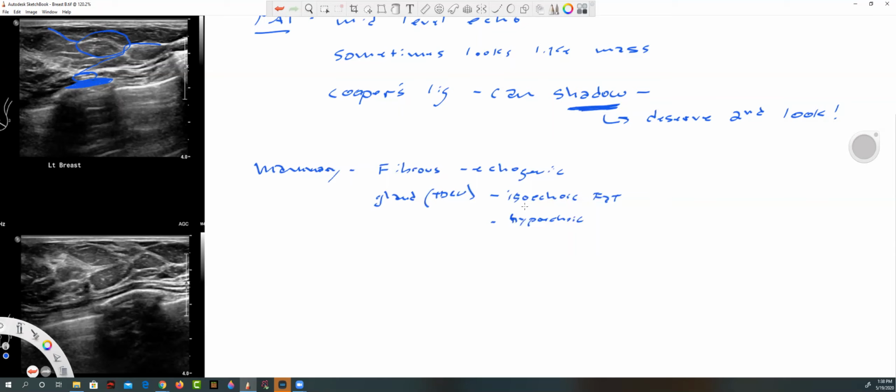The retro mammary layer is just going to be more fat. Cooper's ligaments, thinner in general, thinner than the mammary layer. Chest wall, pectoralis major, pectoralis minor. Ribs can be either, if you're farther out, they can be calcified. If you're more medial, they could be cartilaginous, so they'll look different.